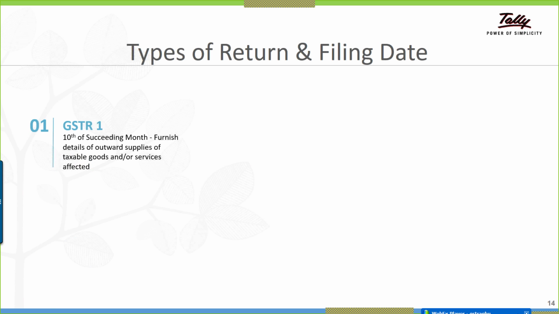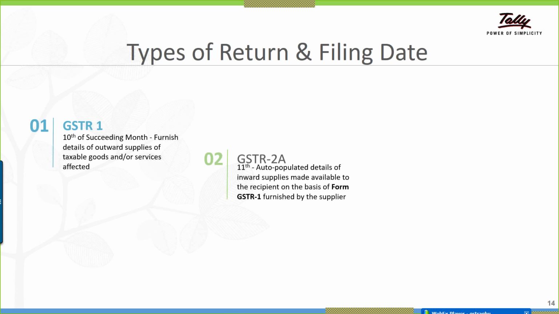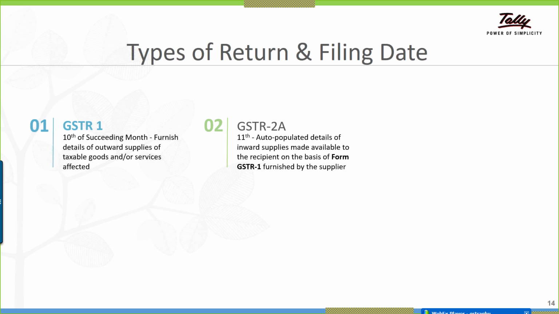The first return needs to be uploaded to the GSTN portal on the 10th of the succeeding month. From July, when GST is implemented, on August 10th you are supposed to upload GSTR1, which furnishes details of all outward supplies of taxable goods and services. It's simple: whatever sales and service bills you have made for the month of July, those details you are going to upload. It's an invoice level detail.